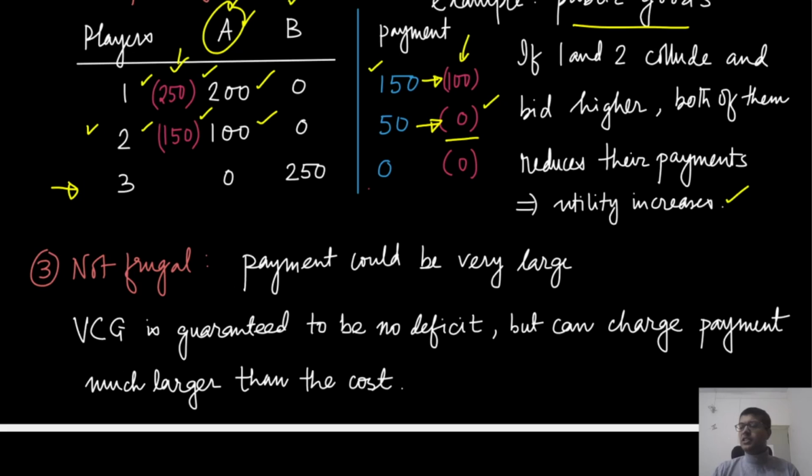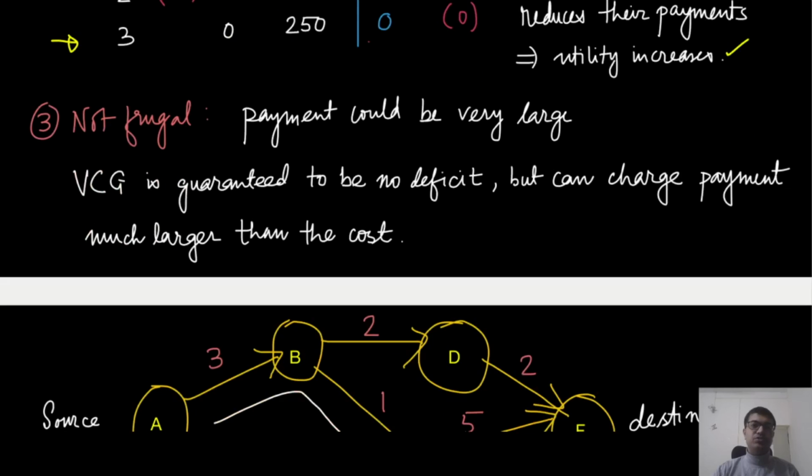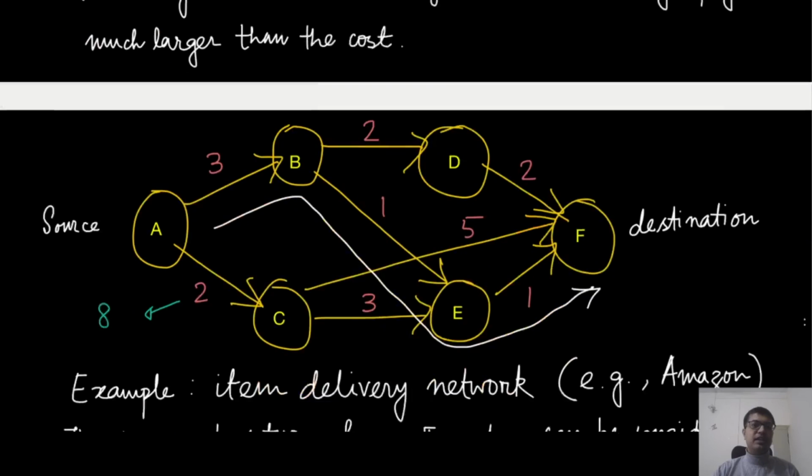So the third criticism about VCG is about its frugality. That is, VCG is guaranteed to be no deficit, so the auctioneer never loses money, but they can charge a payment which is much larger than the cost, or maybe much larger than what you can expect to happen in that mechanism. So that is the frugality issue. So how can we actually understand this point?